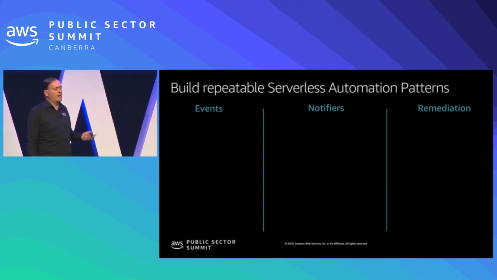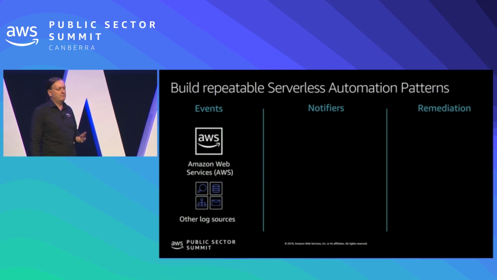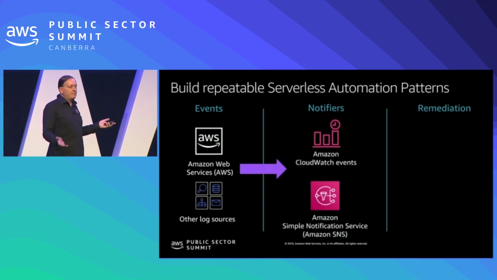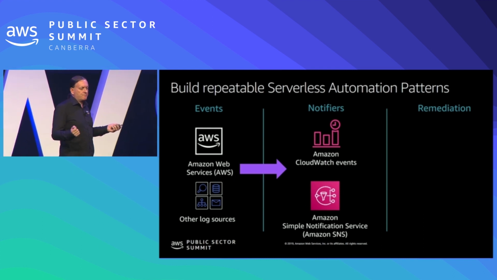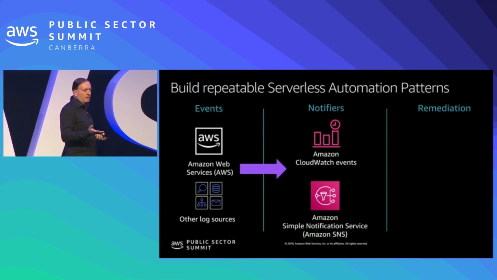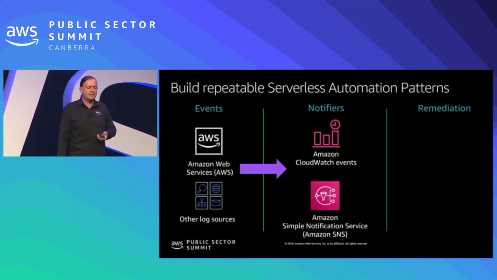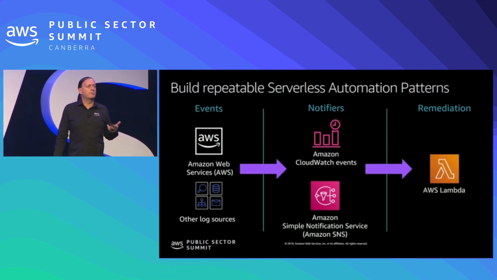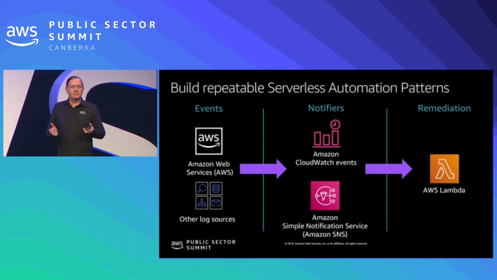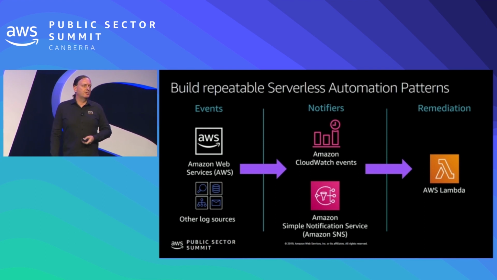Security events are generated by AWS services and other log sources, such as your applications and your operating systems, or firewalls, or other services that are generating logs. The events are then streamed into services such as Amazon CloudWatch or Amazon Simple Notification Service. And these event streams are then used to trigger AWS Lambda functions that have been crafted to remediate a detected security issue.